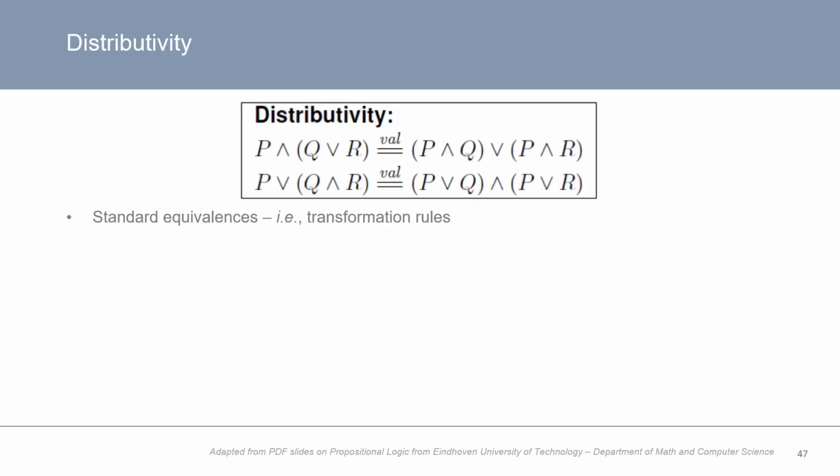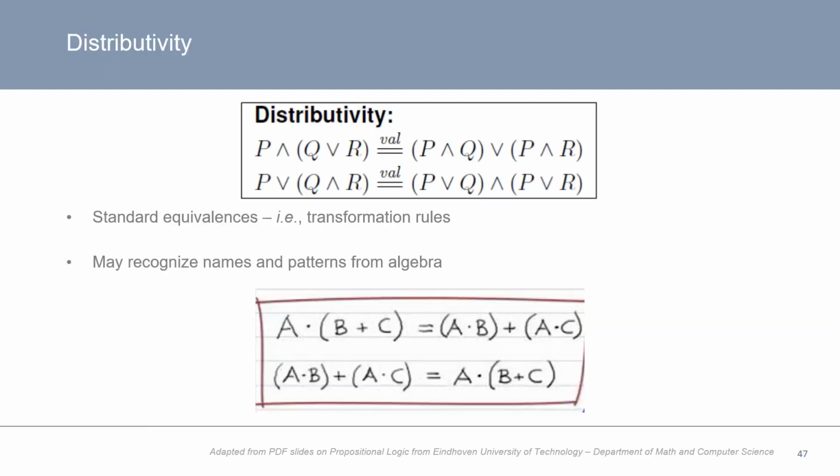Our next standard equivalence is distributivity. This is similar to what we learned in early algebra, where here the AND connector is treated like multiplication, and the OR connector is treated like addition with respect to how this equivalence works. Specifically, P and (Q or R) is equivalent to (P and Q) or (P and R). Notice similarities with this algebraic equation below. Further, P or (Q and R) is equivalent to (P or Q) and (P or R).